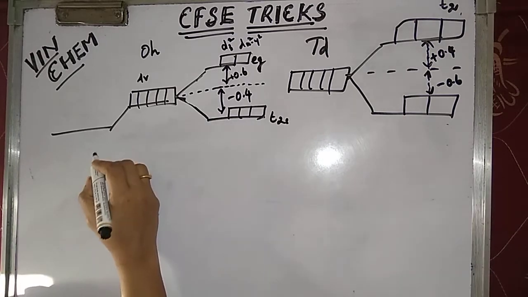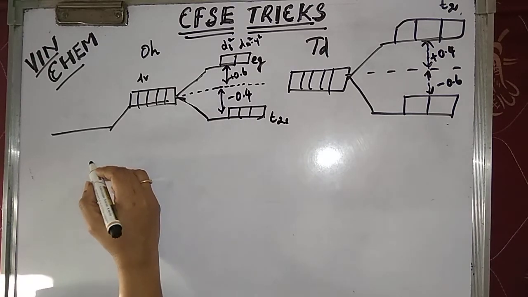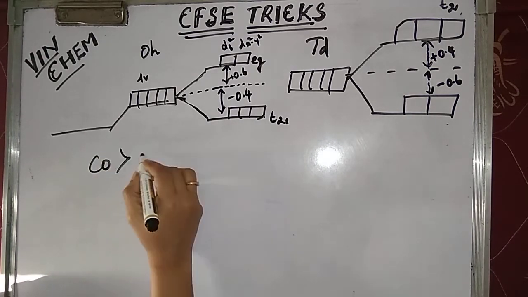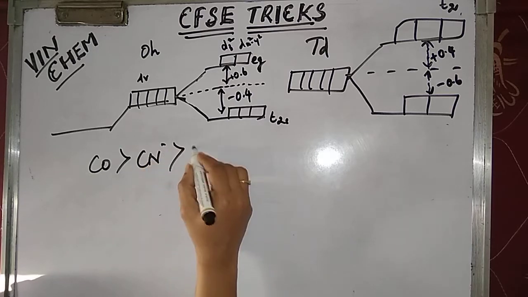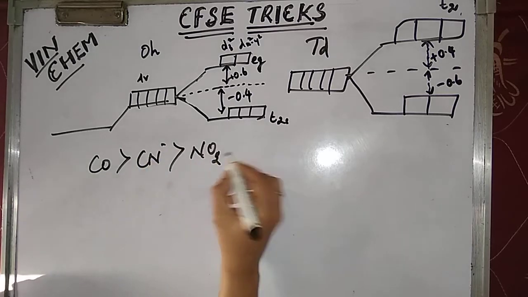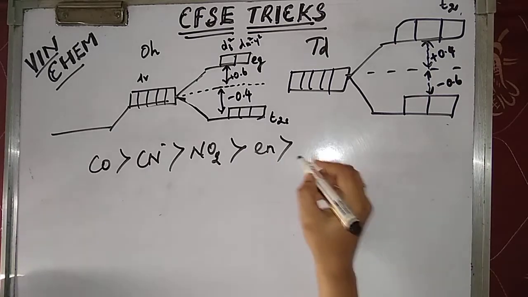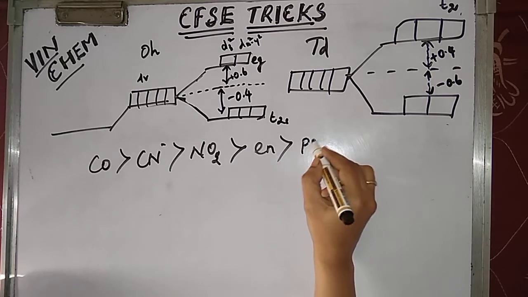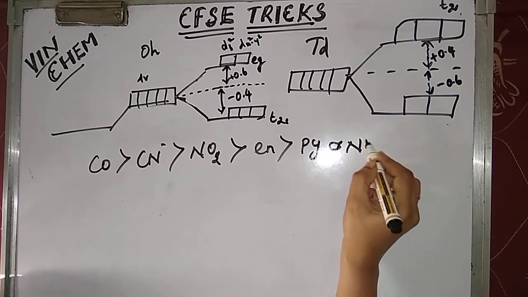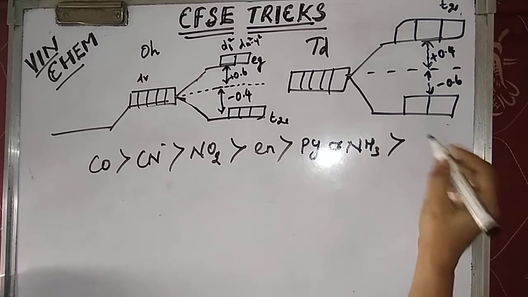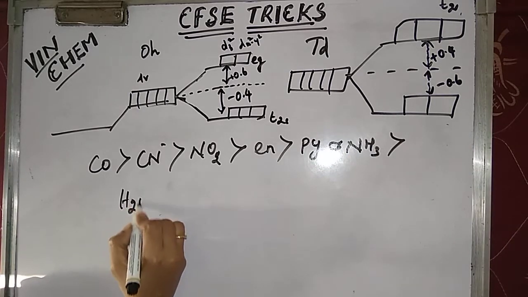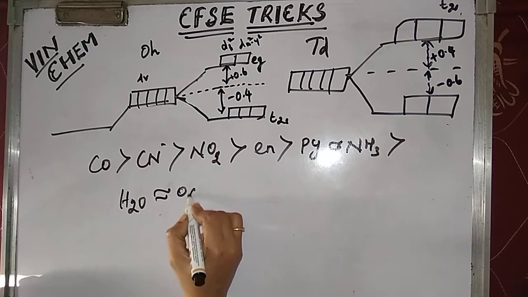Chemically, which is a strong ligand? CO is a strong ligand, and then CN minus, and then NO2, and then en, and then pyridine, which is equivalent to ammonia, and then H2O. These are all equivalent to the oxalate ion.